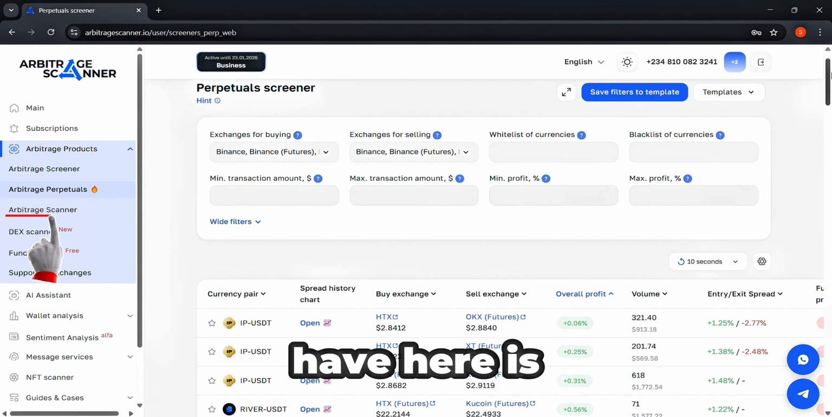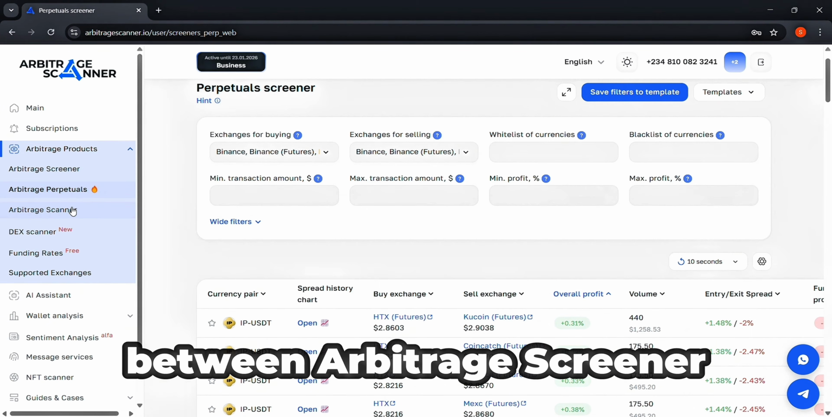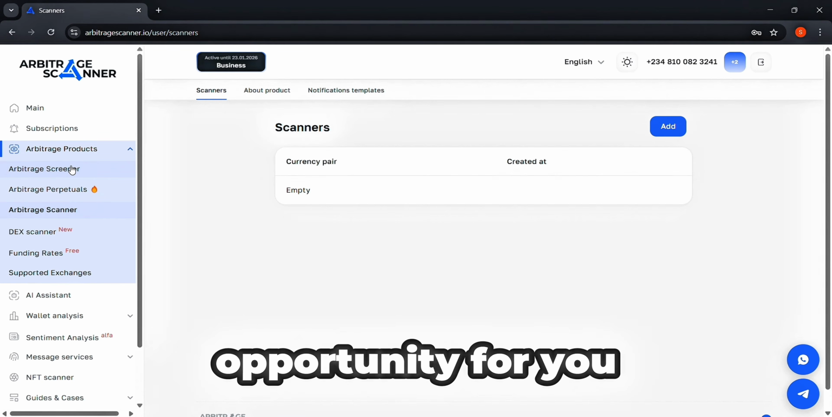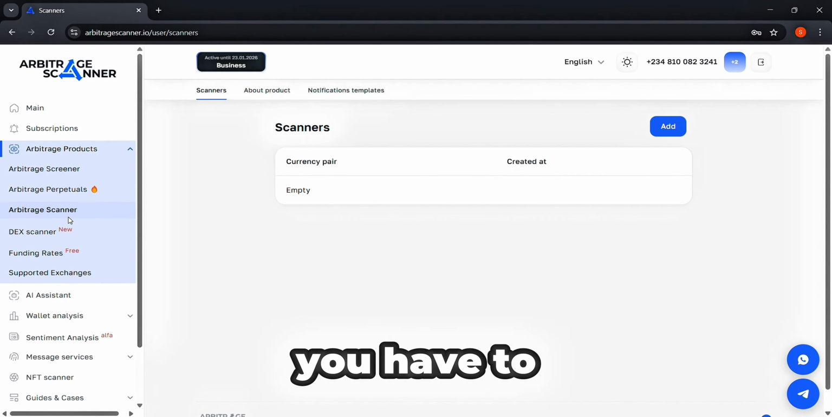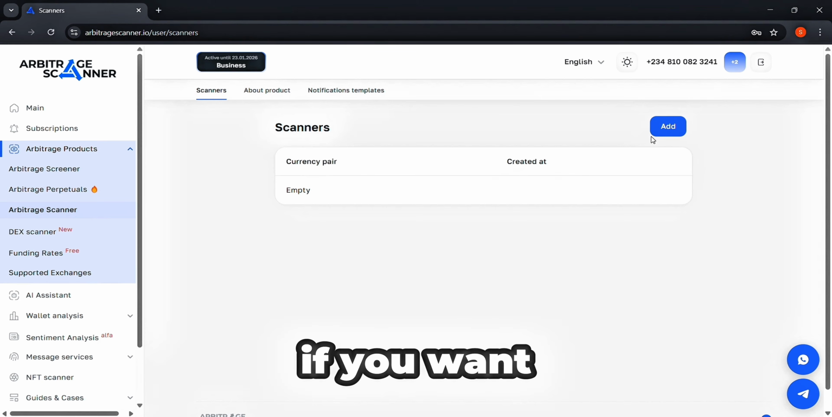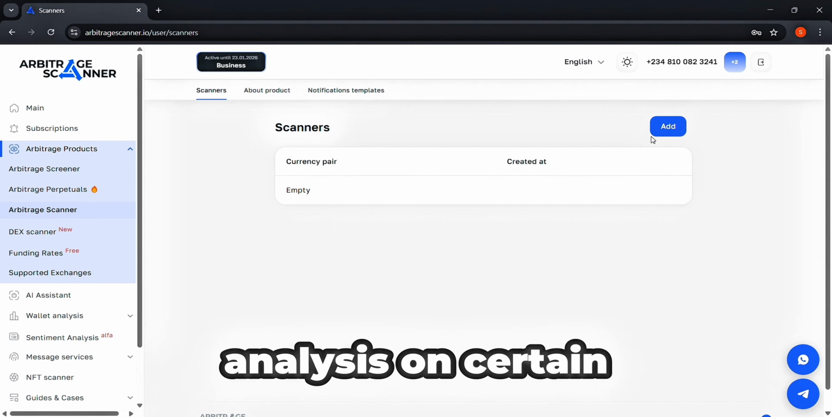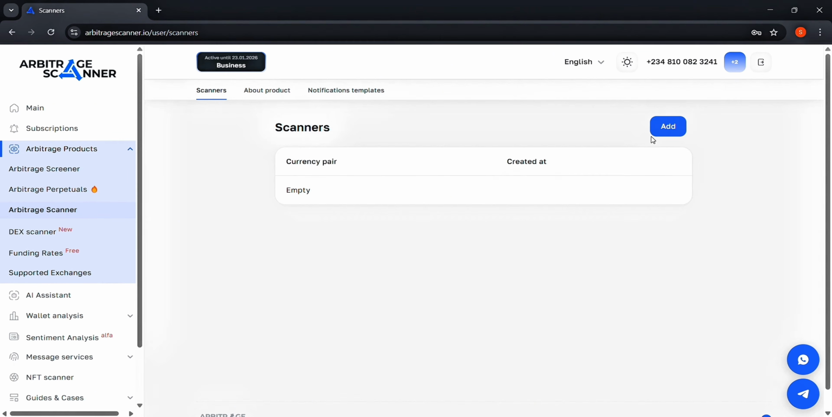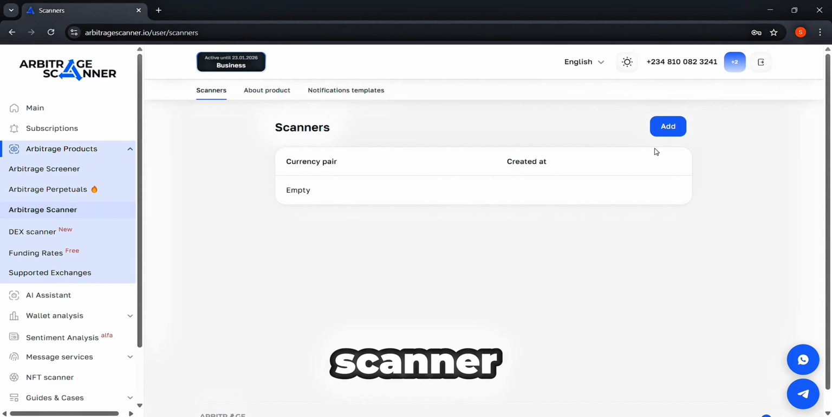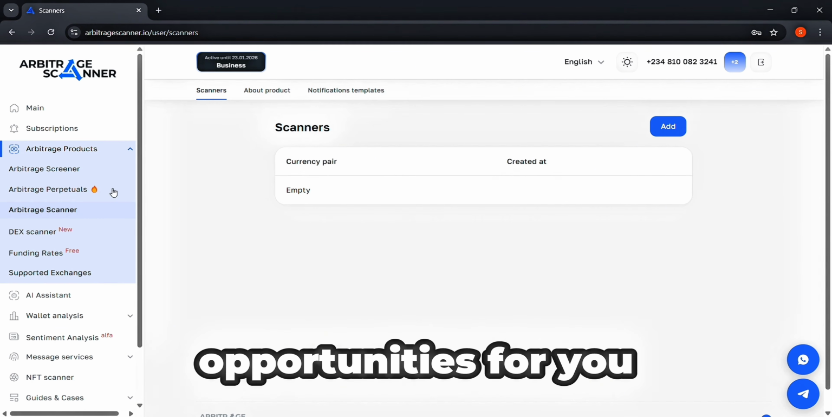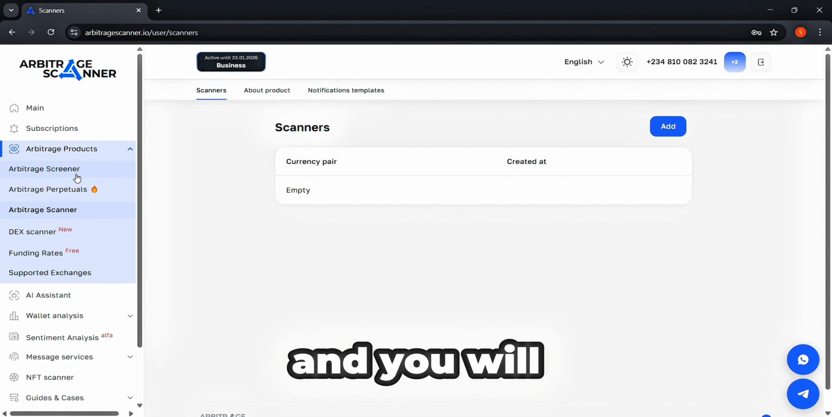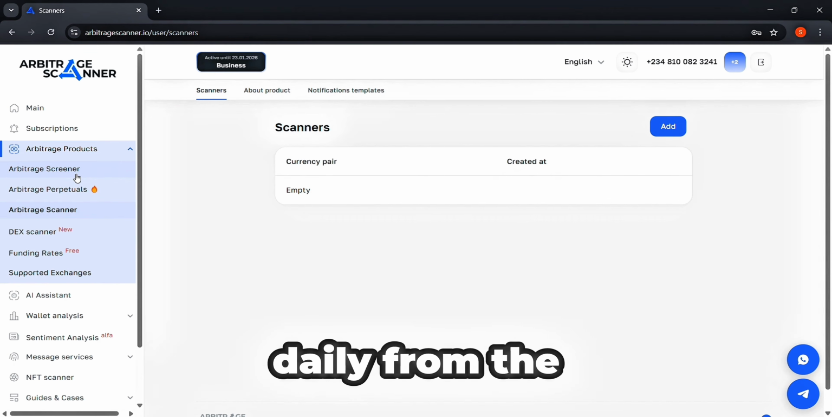So the next one we have here is arbitrage scanner. Now there's a difference between arbitrage screener and arbitrage scanner. Arbitrage screener automatically looks for the opportunity for you, while with arbitrage scanner, you have to put the pair you want to look for. You have to create it. Like if you want a special analysis on certain pairs in different exchanges, you put it here and it will look for those opportunities for you. This is mind-blowing too, guys. If you're smart, you make use of it and you will make consistent profit daily from the crypto market.